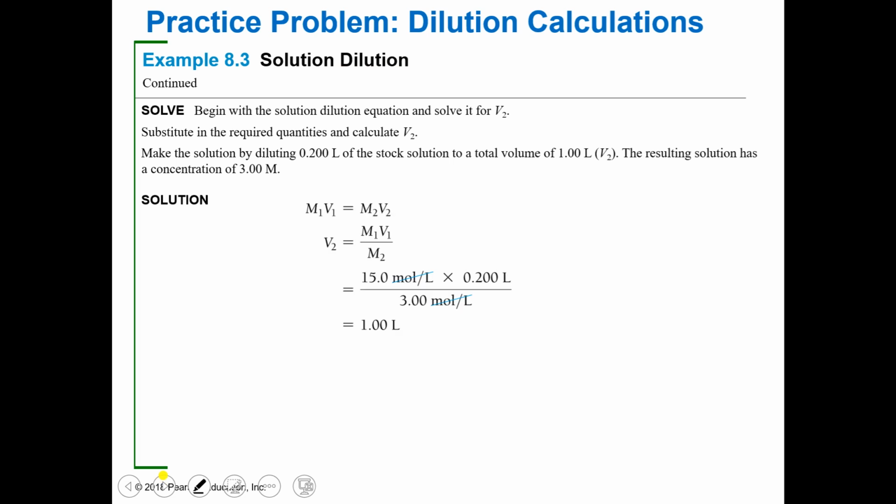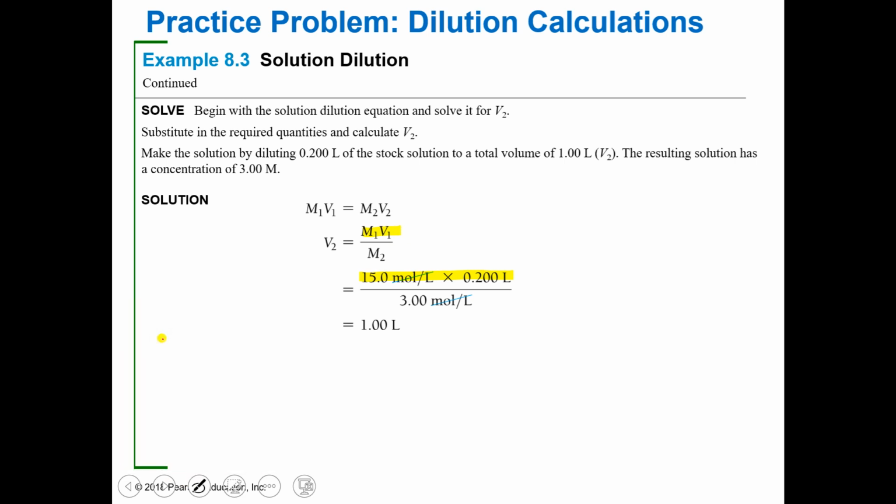So when you solve for V2, you get M1 times V1 over M2. Plug and chug your numbers, making sure to keep these together, because they go together, as your M1 V1, and then plug and chug and solve, and you get 1.00 liters of solution.